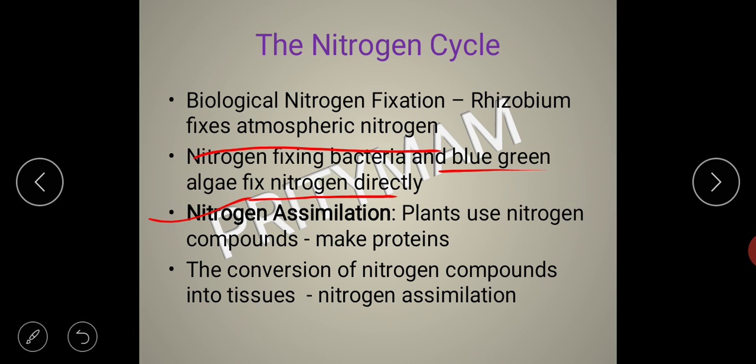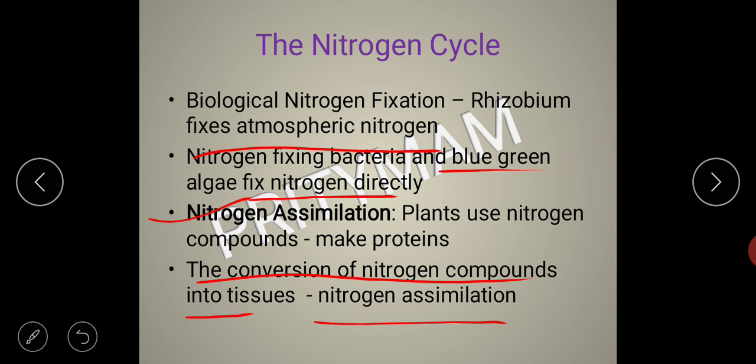The nitrogen is passed on to herbivores and to carnivores, and so on. It passes in the food web, the food cycle, through the food chain, and becomes a part of the animal tissues also. This conversion of nitrogen compounds into tissues is called nitrogen assimilation.